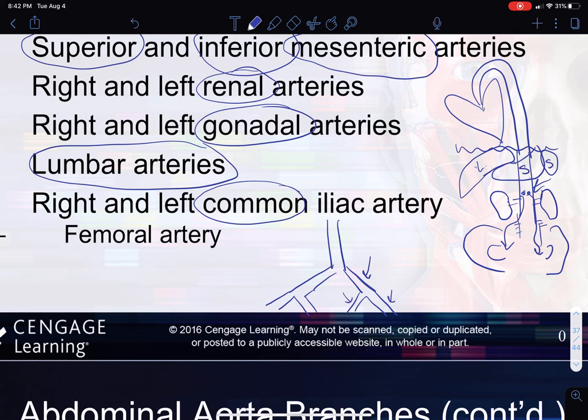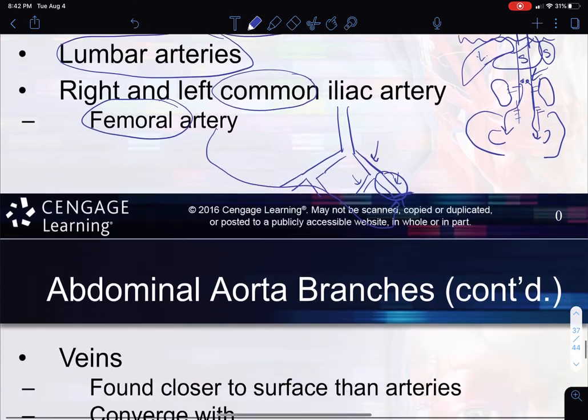The external iliac artery turns into the femoral artery. Femoral is named femoral because it's following the femur, the bone of the thigh, the big bone of the thigh. So the femoral artery, that's a nice big hunk of an artery.